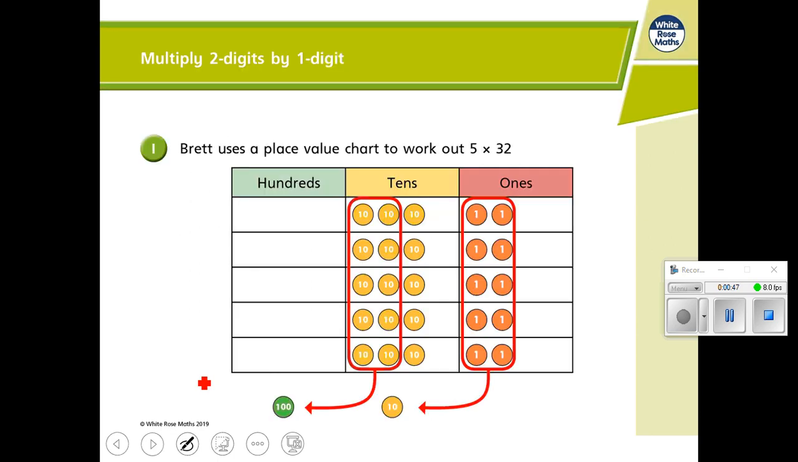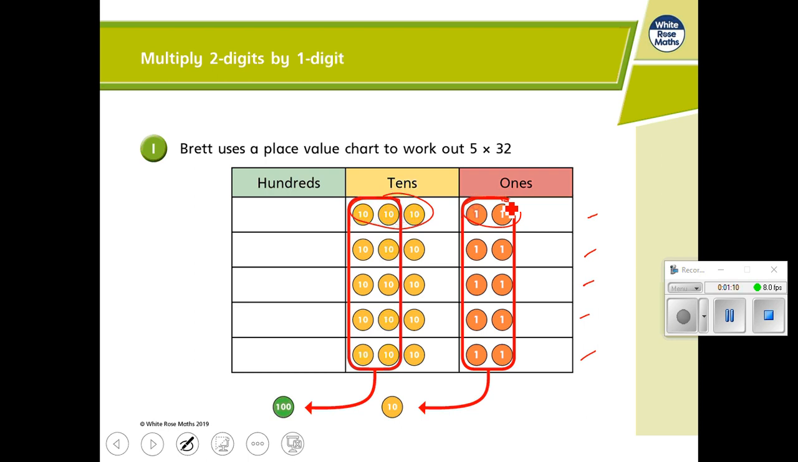Okay, well basically what Brett is doing is, first of all, he's doing 5 times 32. So 1, 2, 3, 4, 5. We've got 5 rows because it's multiplying by 5. And then 32, so there's 3 tens and then 2 ones. So 30 plus 2 is 32. So that's the correct way to lay the thing out.